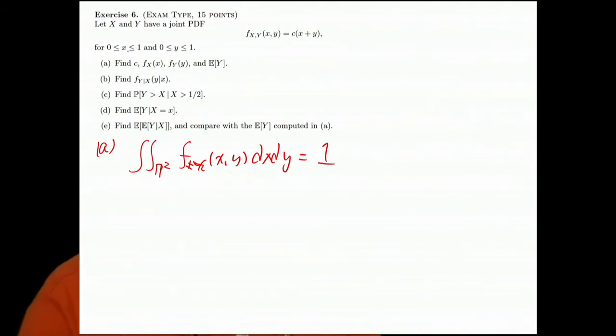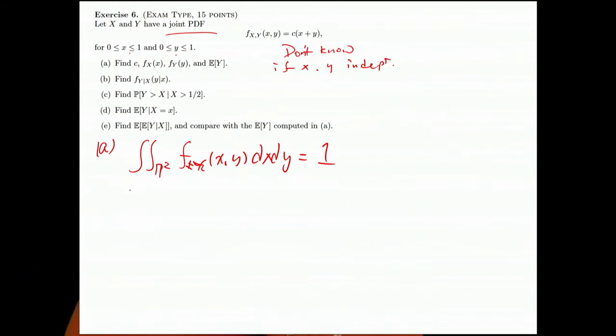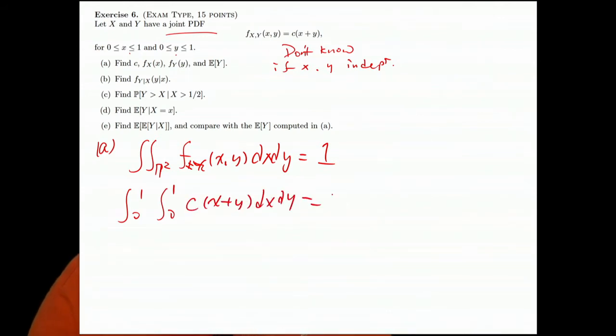So that means x and y are from 0 to 1. It's a joint PDF, so we don't know if x and y are independent. Maybe yes or maybe not, but we need to find it out. So x is from 0 to 1, y is from 0 to 1, x plus y, dx dy, and then this equals 1. It is an easy integration, so to save time I'll tell you that c equals 1.